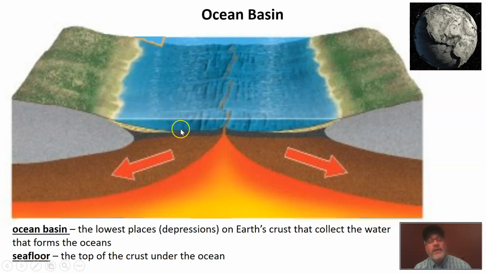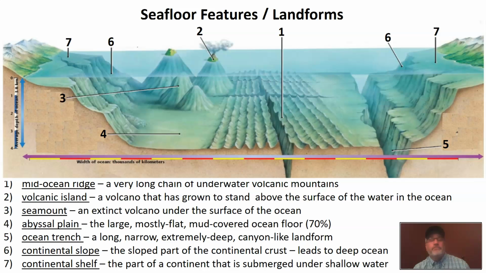Now, if we look at the very top of this oceanic crust, the surface of it, sometimes we just call that the ocean floor. So the ocean basin is these huge low places where water collects on Earth's surface, and the seafloor is really just the bottom of the sea. So when we look at seafloor features, please understand that this is a very helpful diagram.